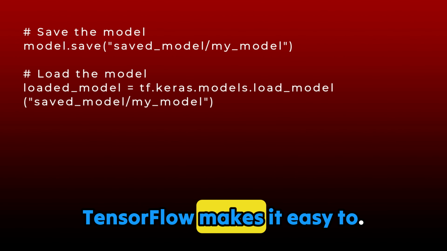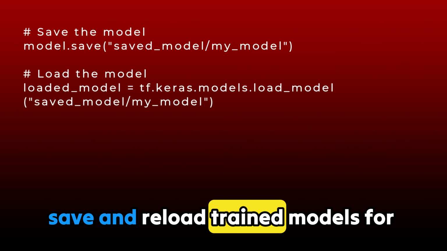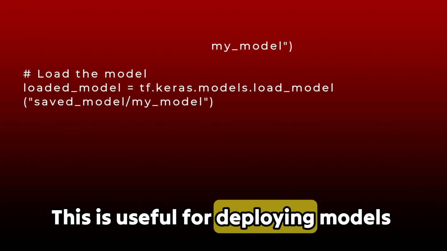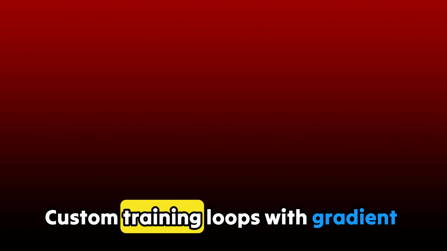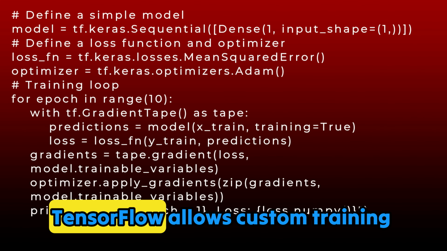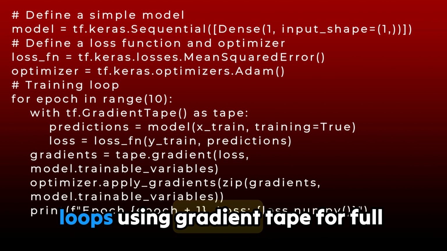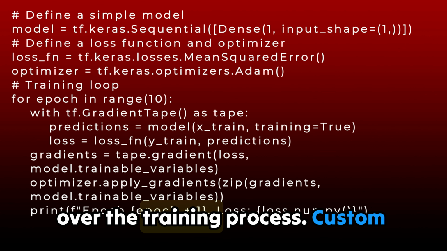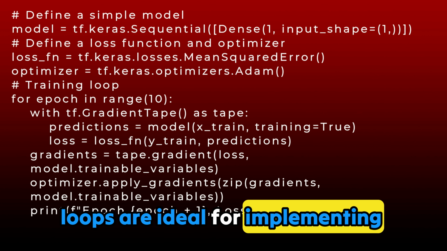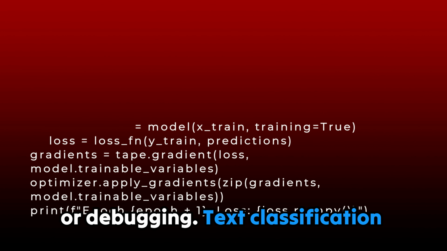Saving and loading models. TensorFlow makes it easy to save and reload trained models for reuse or deployment. This is useful for deploying models or sharing them across teams. Custom training loops with gradient tape. For advanced use cases, TensorFlow allows custom training loops using gradient tape for full control over the training process. Custom loops are ideal for implementing novel algorithms or debugging.